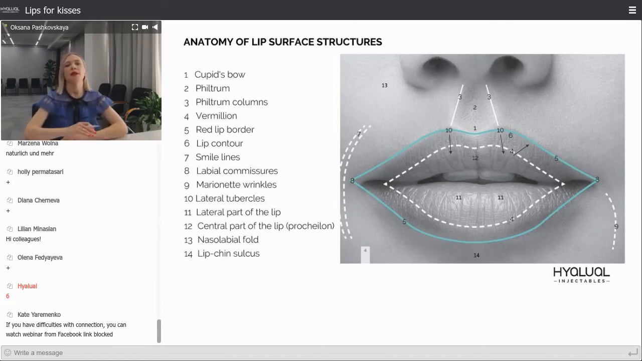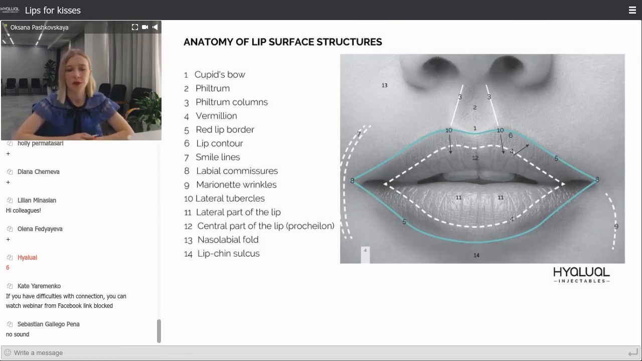Only in cases when it's flattened or there is no Cupid's bow in the lips, I inject a filler in this zone. In other cases, I never inject filler in the Cupid's bow because it could lead to a really unnatural result. Also, please, if you do the same, you could text us to share your opinion.